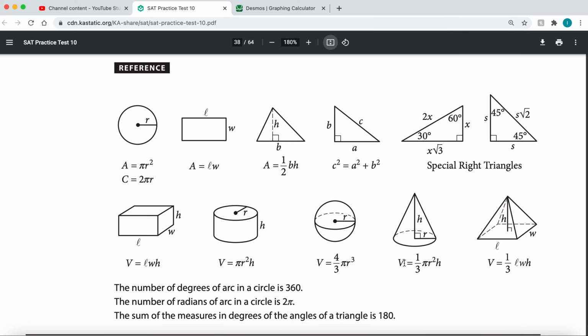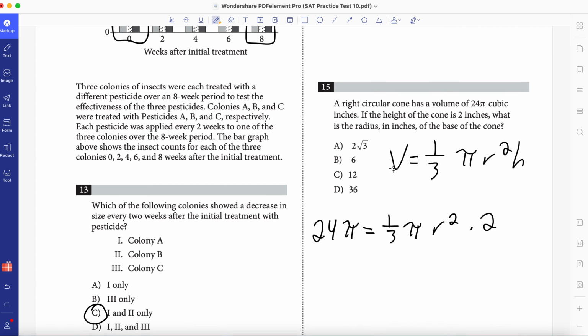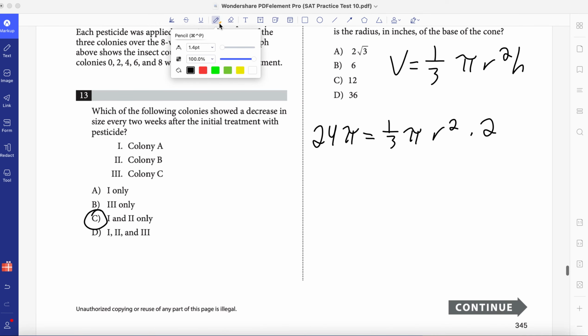So volume of a cone is 1/3 pi r squared height. And the volume is 24. What is the radius? So we know that 24 pi is going to equal 1/3 pi r squared times the height of 2. So I want to do a couple things at once.